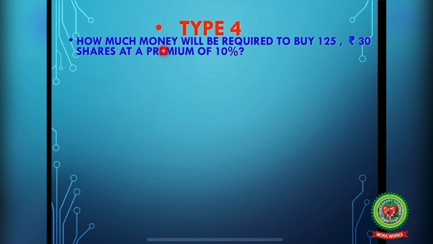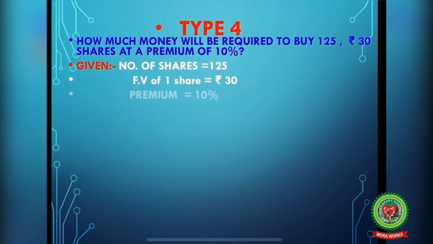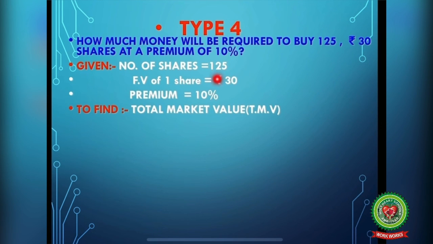How much money will be required to buy 125 rupees 30 shares at a premium of 10%? In this question, we are given that the number of shares is equal to 125, the face value of one share is equal to rupees 30, and the premium is equal to 10%. We need to calculate the total market value. The formula for total market value is the market value of one share into the number of shares. We are given the number of shares, but we do not have the market value of one share.